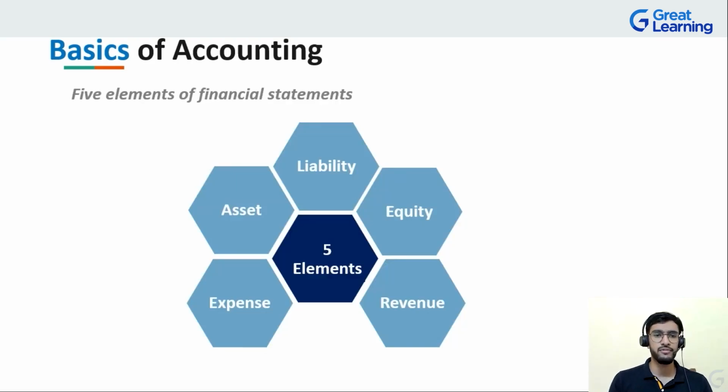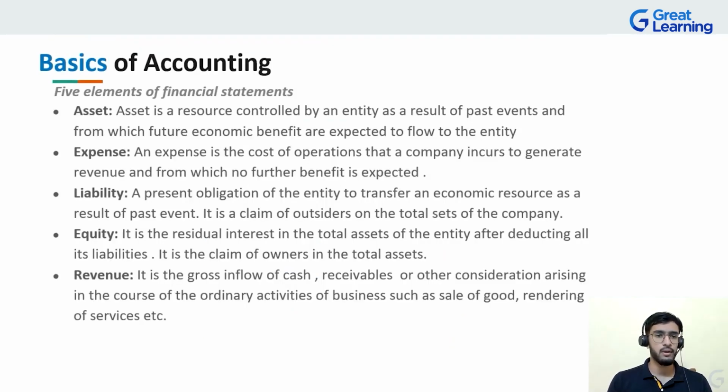Next up, we have the 5 elements of financial statements: expense, assets, liability, equity, and revenue. Let's understand each of them individually with their definitions. Coming to assets. An asset is a resource controlled by an entity. What do you mean by control? Control is like ownership. An entity can be a single person or an organization. So an asset is a resource controlled by an entity as a result of past events and from which future economic benefit is expected to flow to the entity or the organization.